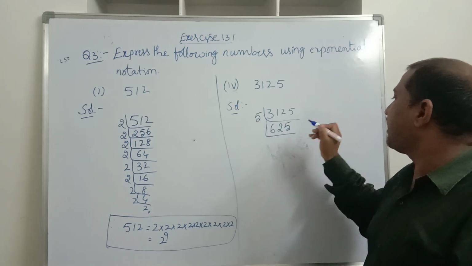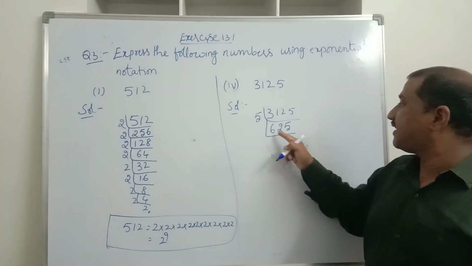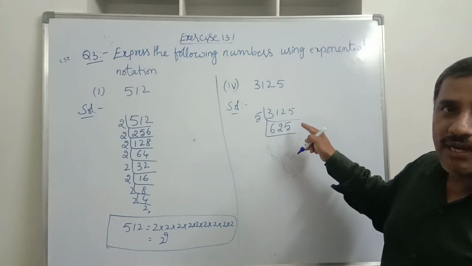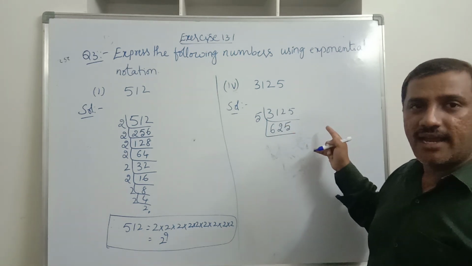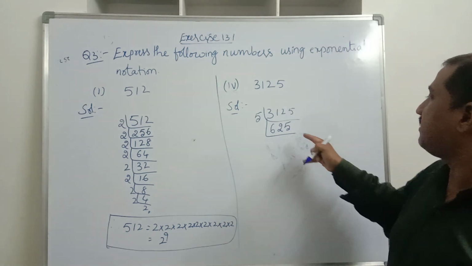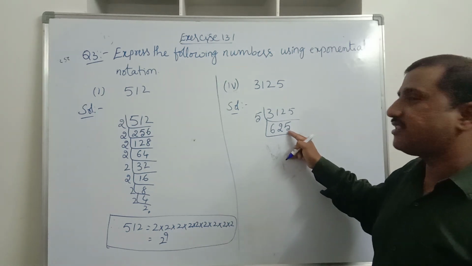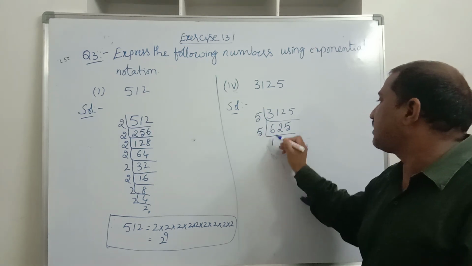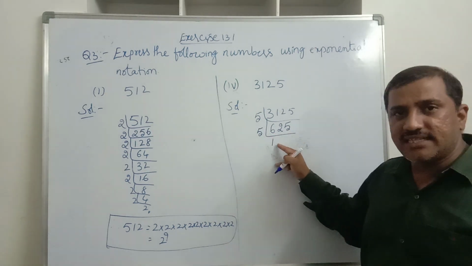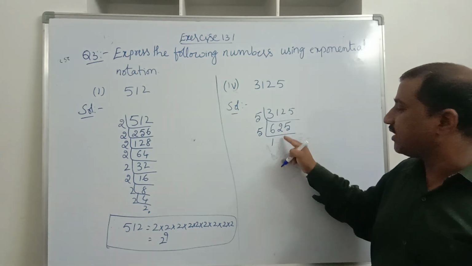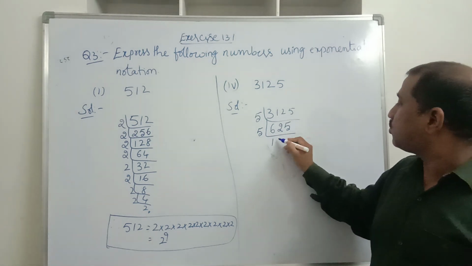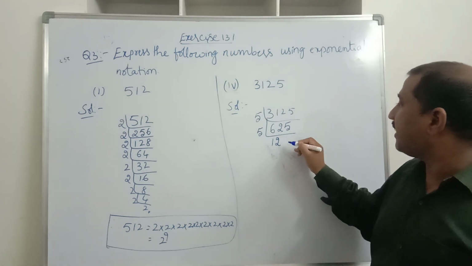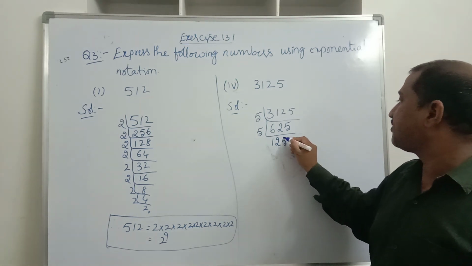Again you check here. It is not divisible by 2. 6 plus 2 is 8. 8 plus 5 is 13. 13 is not a multiple of 3. Therefore it is not divisible by 3. So you test with 5. Again in the units place we have 5. Therefore it is divisible by 5. 5 1s are 5. 6 minus 5 is 1. Bring down 2. Then you will get 12. 5 2s are 10. 12 minus 10 is 2. Then bring down 5. 25. 5 5s are 25.